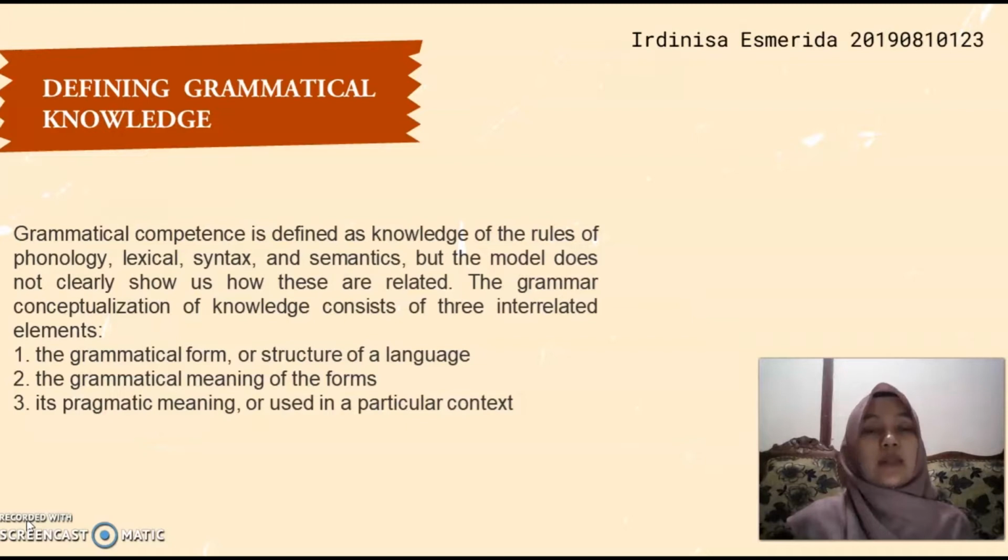Second, the grammatical meaning of the forms. The grammatical meaning consists of the literal and the intended message conveyed by the form. Third, its pragmatic meaning, or use in a particular context. The pragmatic or implied meaning results from the correct language choices the learners make during a particular communicative event. Grammatical knowledge of form, meaning, and usage occurs at the sentence level and outside the sentence, which is usually called the level of discourse.